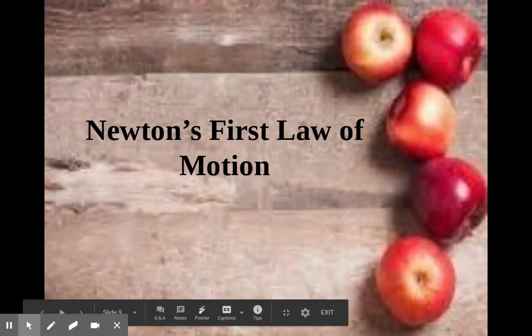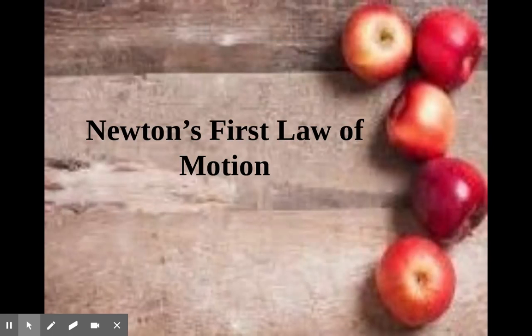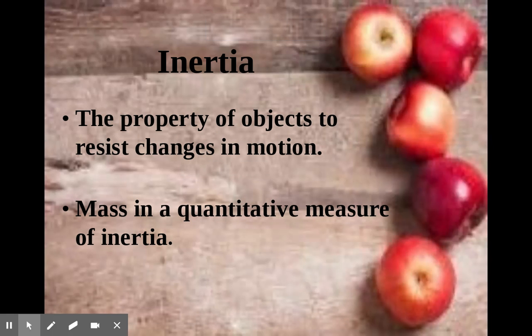So we're going to begin looking at Newton's first law of motion. We will begin looking at inertia. Inertia is basically an object's tendency to resist change in motion. What that means is, if an object is not moving, it's going to sit there and not move until something makes it move. Or if an object is in motion, it's going to continue with that motion unless something causes it to stop or slow down or speed up.